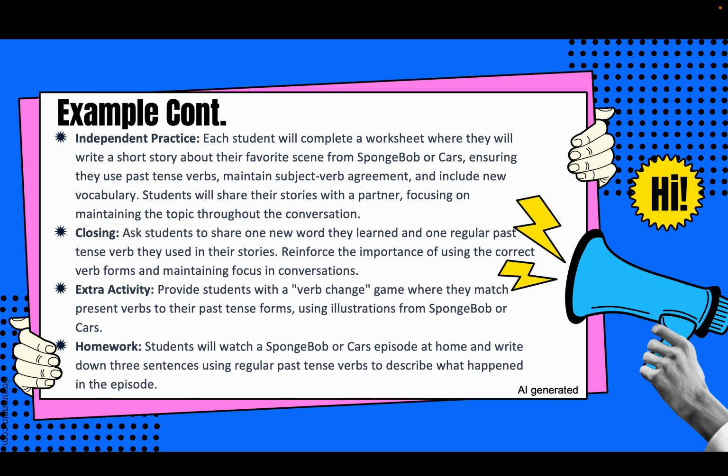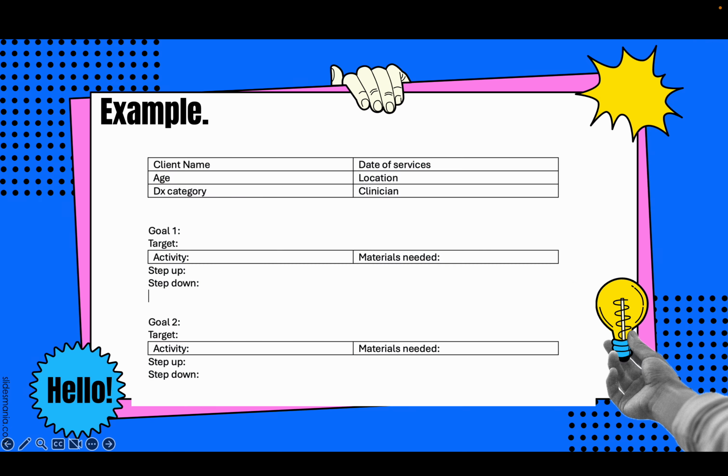And then here's just an example of some homework that you could send home with the child as well. Here is how it might look as a template. So you would have all of the information up here, again, of your client. This is my first goal. This is my second goal. What's the activity I'm going to have? What are the materials I'm going to need?